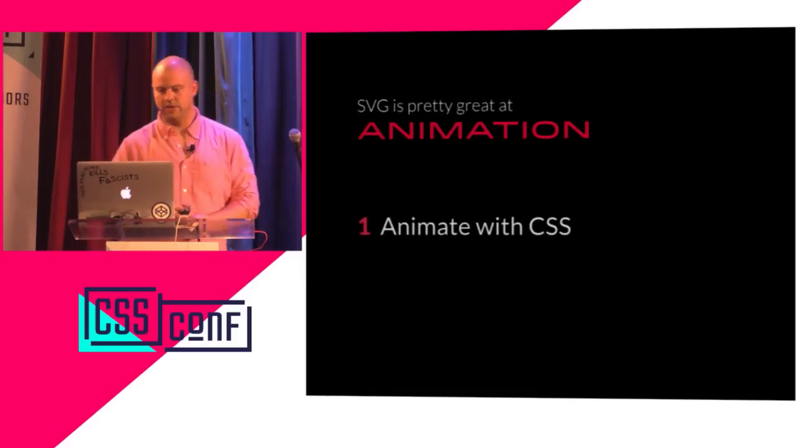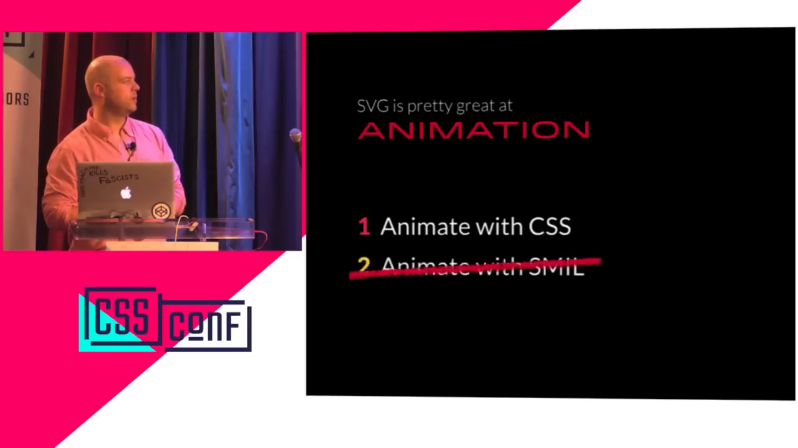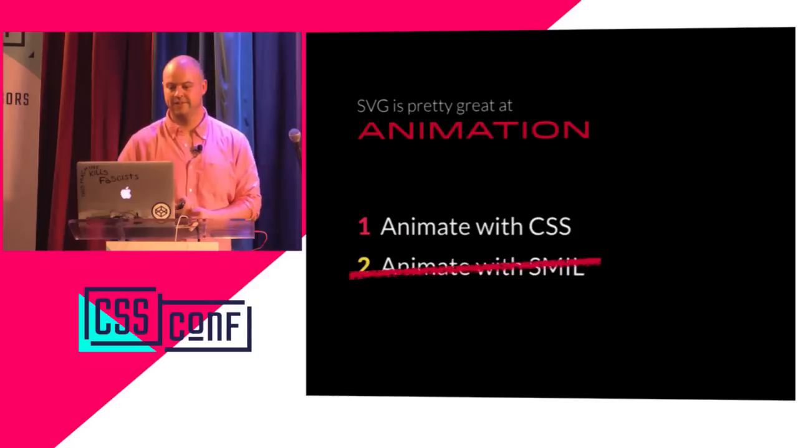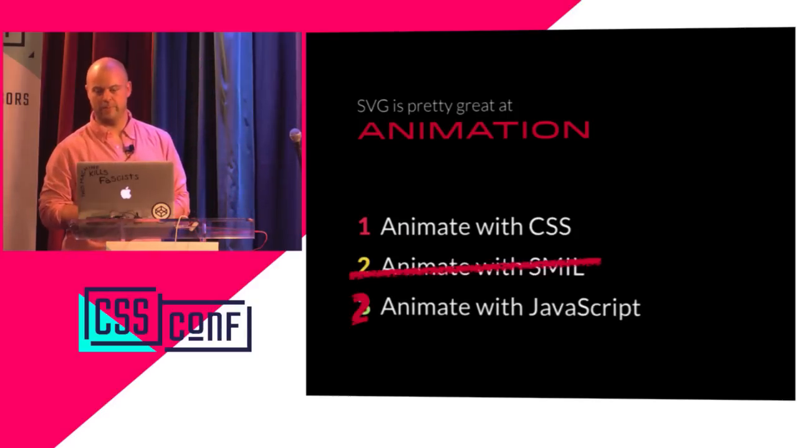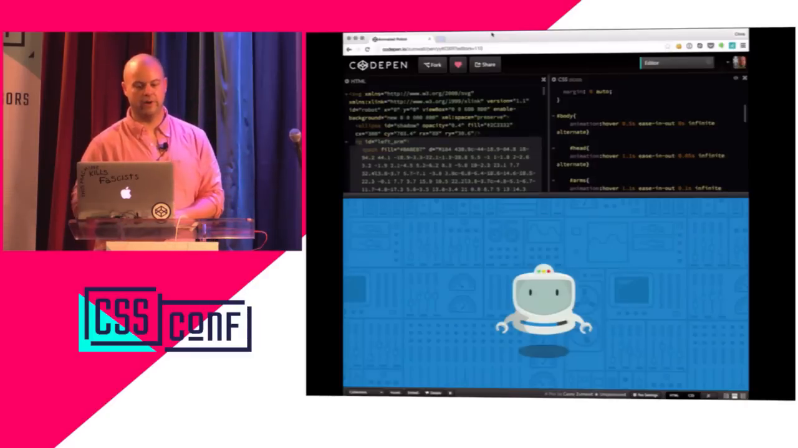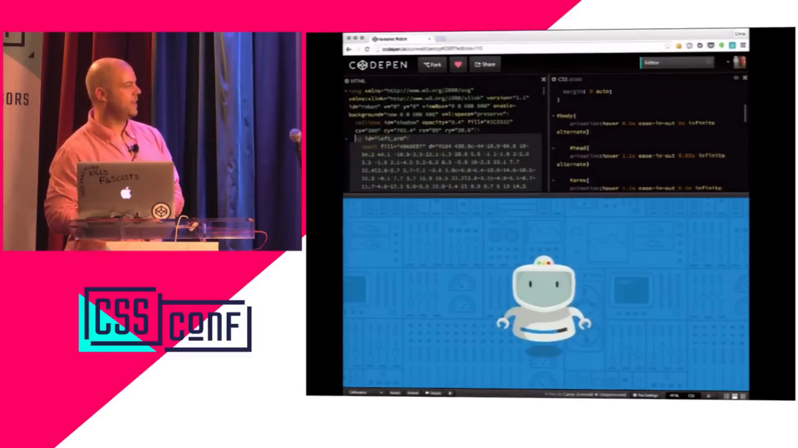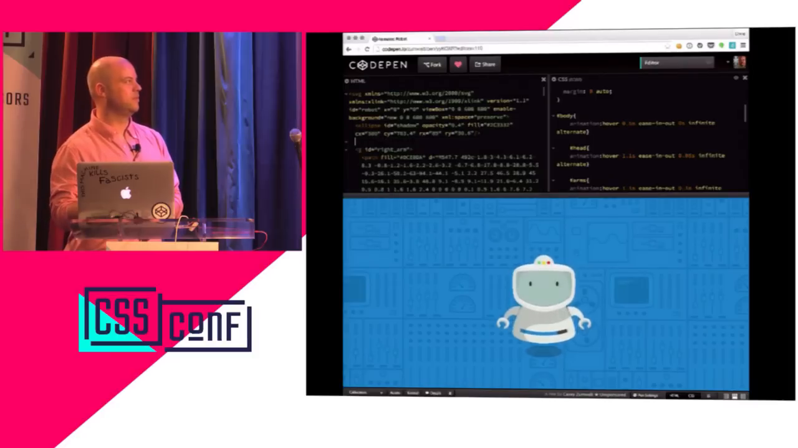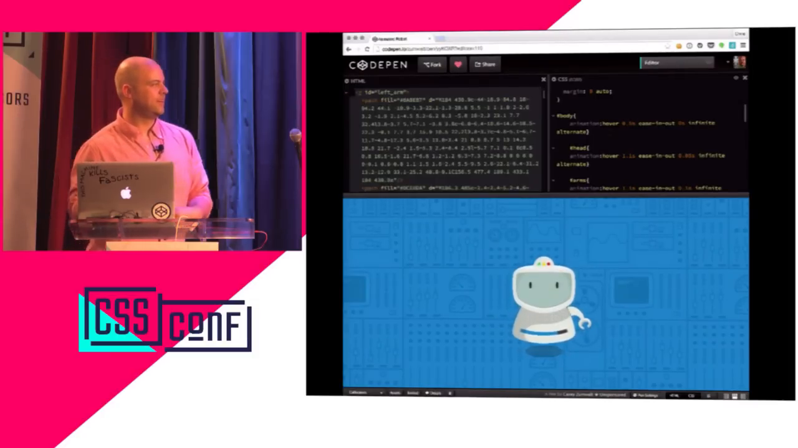SVG has some pretty cool animation tools. We'll just go through them real quick, except for Smile, because that's kind of gone, so let's just stop talking about it, I guess. RIP, R-I-P. CSS is one of them that we already kind of covered. This is a little robot guy. He's floating around, real cute. I mess with him for a while in this video. I'm like, your arm, buddy, gone. Don't have it.